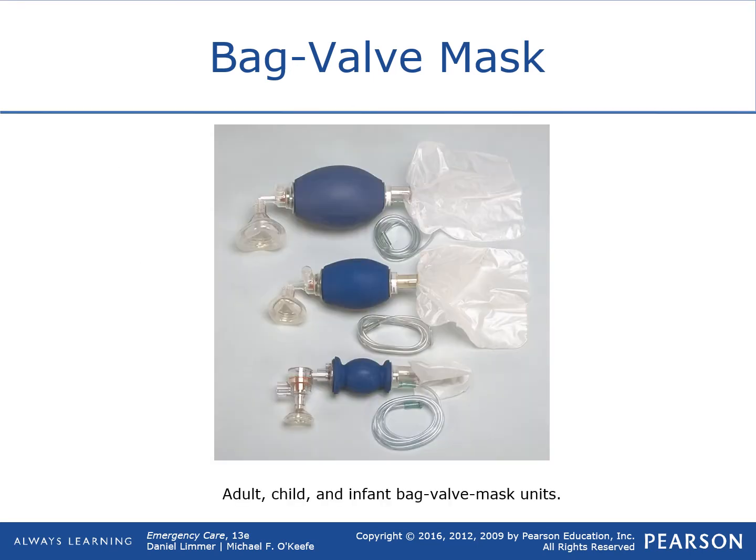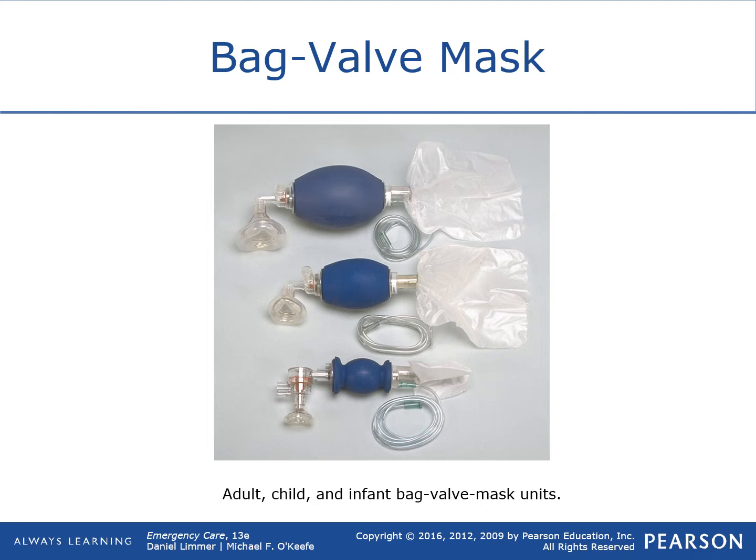BVMs come in 3 different sizes. You have adult, child, and infant. The reason we have the different sizes is it helps us not overinflate these populations. An infant one is designed more for smaller lungs. So if you use an adult one and squeeze all of it, you're going to pop both of the lungs in a child or an infant. So we're just using that to help us not overinflate the lungs.